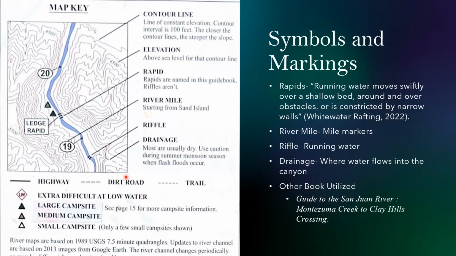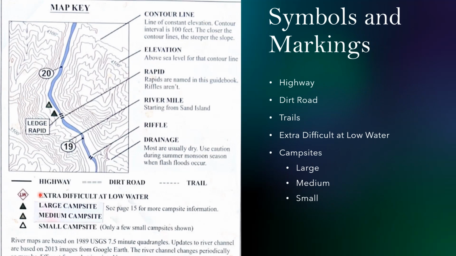And we have drainage. And drainage is where excess water spills into when it rains. You need to be cautious of them during monsoon season to avoid flash flooding. But on the opposite side, they are turned into beautiful waterfalls during this time. And then we have the highways, dirt roads, and trails in case you want to hike.